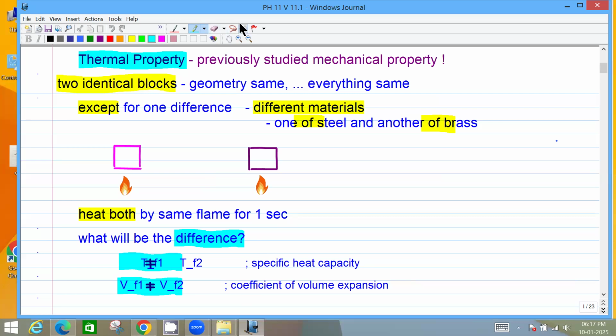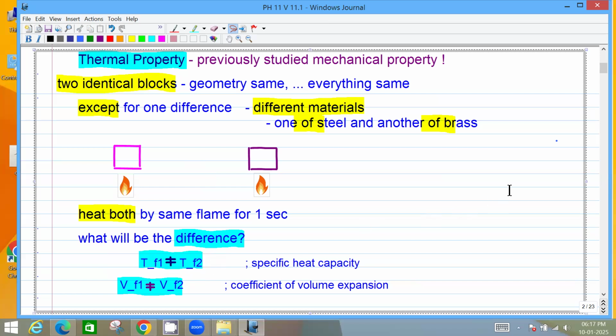Another difference is when heated, the final temperature attained by these two won't be the same, they will be different. So this property, which decides the final temperature, is related to the fact that the specific heat capacity of the two different materials is different.